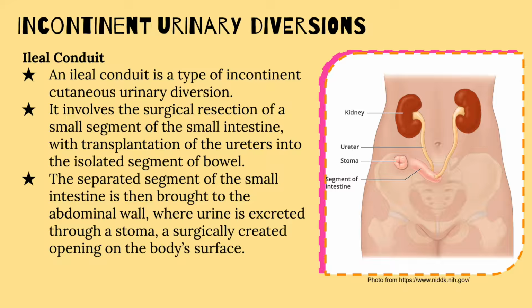The distal end of the ileal conduit is formed into a stoma, creating an opening on the surface of the body. That stoma will be where the urine exits the body, and a urostomy bag will be placed on top of the stoma to catch the urine as it constantly flows out.